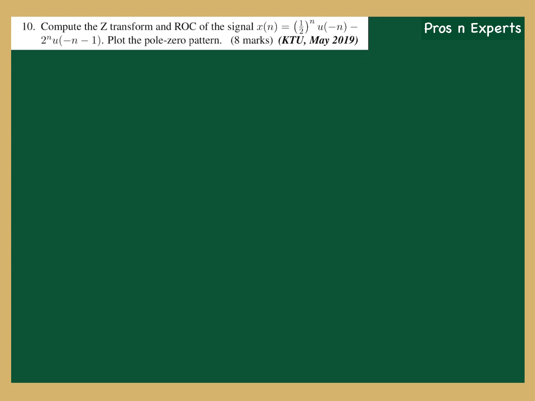It's an 8-mark question. So, the given signal has two terms, two subsignals. First one is half raised to n u of minus n, and second one is minus 2 raised to n u of minus n minus 1. You have to find the Z transform, then find the ROC and plot the pole zero pattern. So let us see the first term, half raised to n u of minus n.